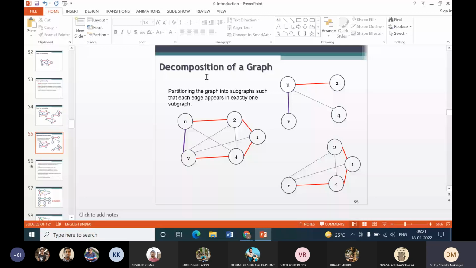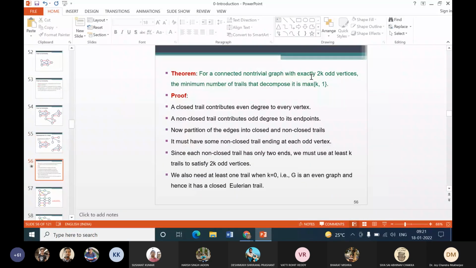Okay, so for a general graph, if it has 2k odd vertices, it is a connected non-trivial graph. That means the graph has at least one edge. It is a connected graph, so there is a single component, with exactly 2k odd vertices. Then the minimum number of trails that decompose it is the maximum of k and 1. Okay, so the minimum number of trails that decompose this graph is equal to the maximum value of k and 1.